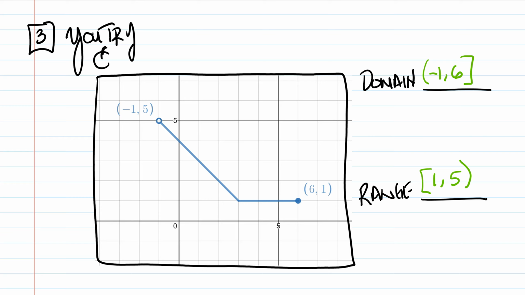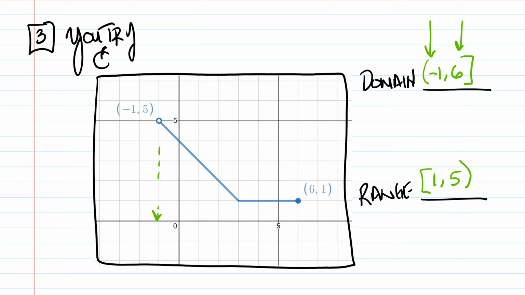For the domain value, I take the points and I map them back to the x-axis. So I'm going from there to there, and I'm looking at that interval. That is from -1 all the way to 6, which is how I got these points, -1 and 6. I'm not going to include the -1 because of the open circle, but I am going to include the 6. Therefore, I would have parenthesis -1 comma 6 bracket.